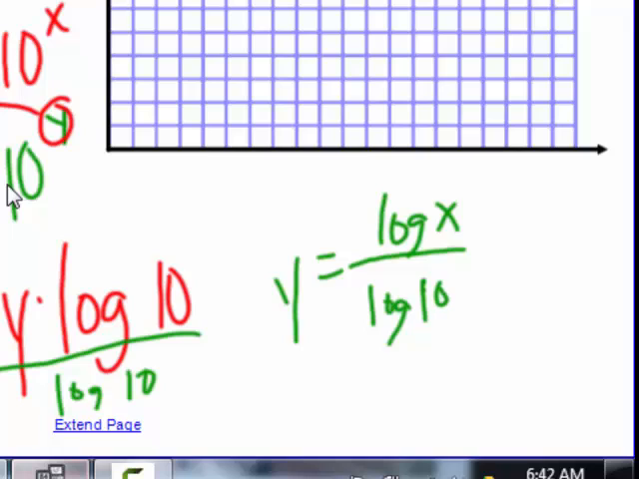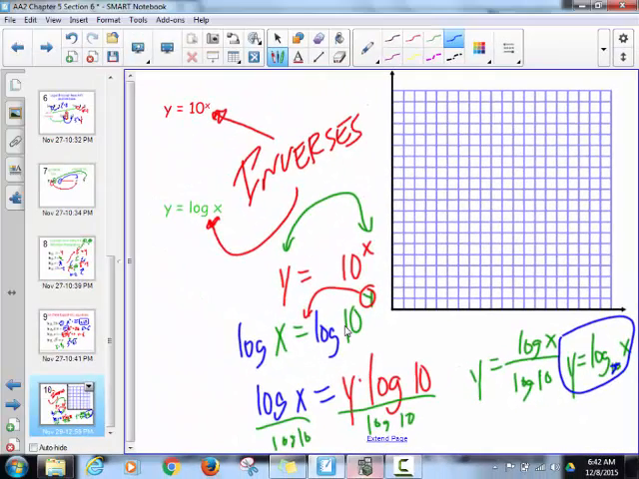And I did this once earlier, but we didn't explain why it works. I am allowed to write that as y equals the log of x base 10. And if it's base 10, I don't even need to write it. So that was why it's the inverse. And we will get to that.